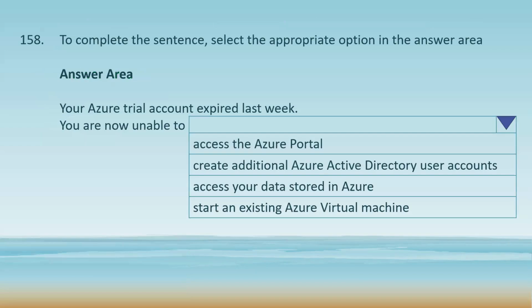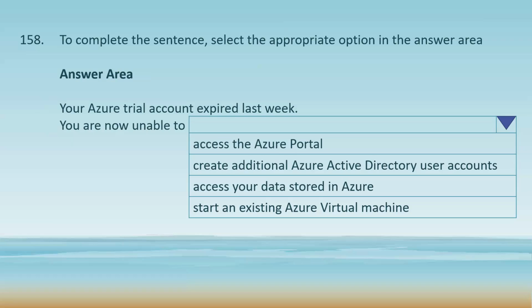To complete the sentence, select the appropriate option in the answer area. Now you have a statement here: your Azure trial account expired last week. You are now unable to, then you have four options. Basically, your Azure trial account has expired last week and you need to determine which of the listed activities you won't be able to perform.